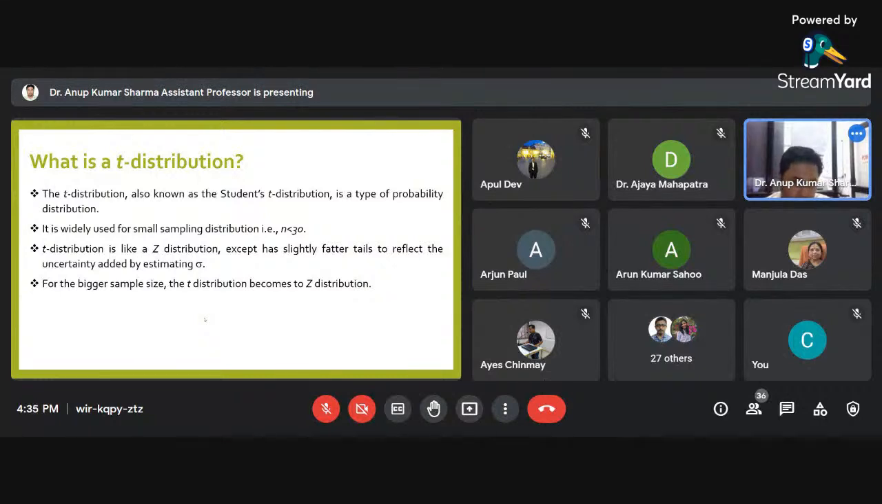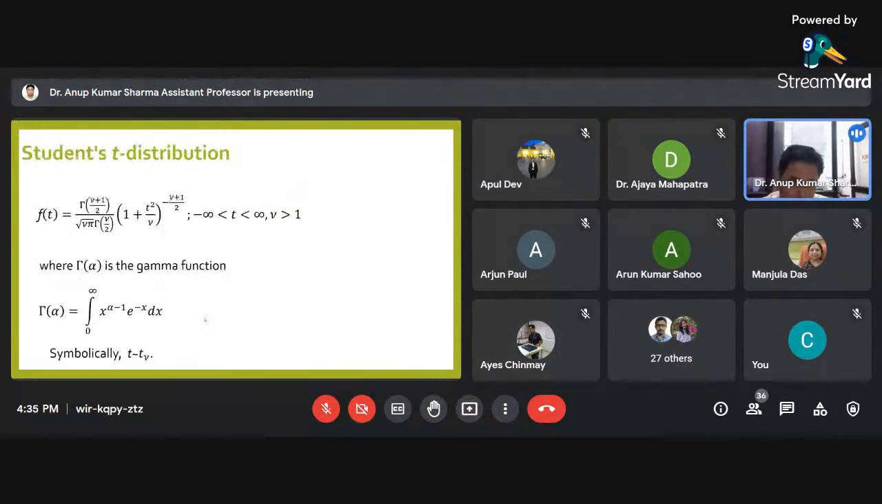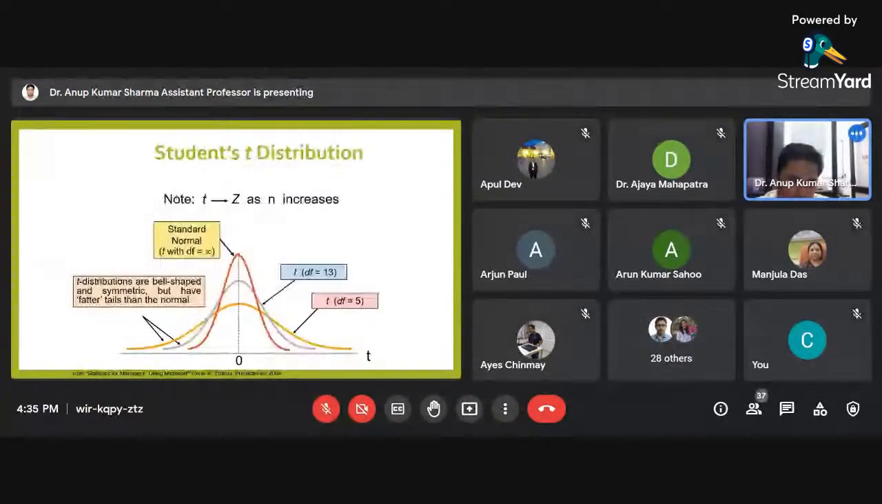For a bigger sample the t distribution becomes the Z distribution. This distribution is written with the gamma function and is based on the degrees of freedom. That means the probability curve changes with the degrees of freedom, so they include the degrees of freedom. Here some graphs are given above the standard normal distribution.